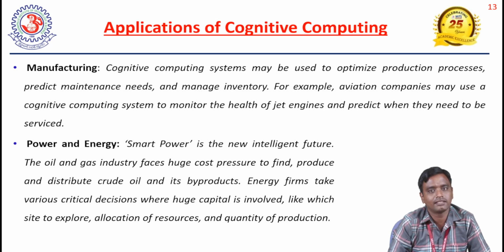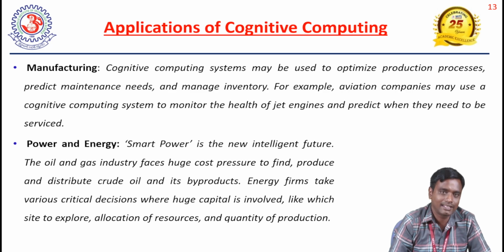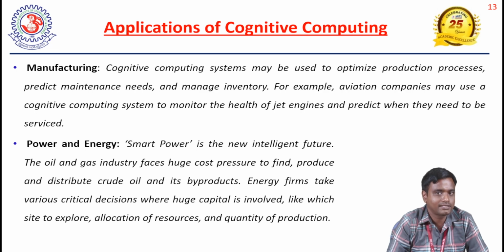So likewise, the human intervention is much reduced in such cases. Next is power and energy, which is a very important domain. Smart power is the new intelligent future. The oil and gas industry faces huge cost pressure to find, produce, and distribute crude oil and its byproducts.